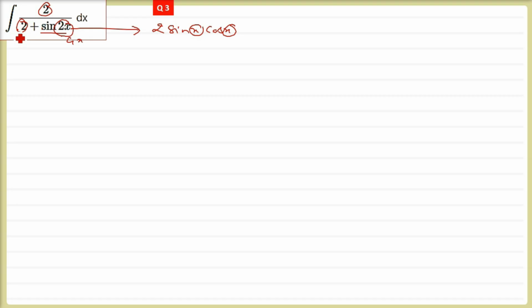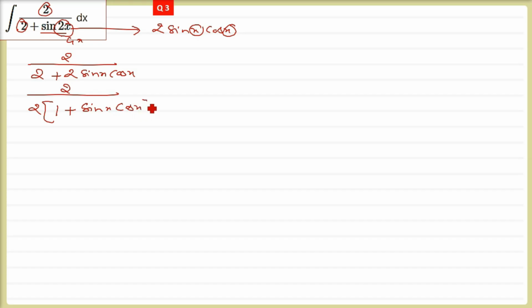So 2 can be cancelled from numerator and denominator. So 2 plus sin 2x can be written as 2 sin x cos x. Now you can take this 2 common from the denominator because you already have a 2 in the numerator, so that they can be cancelled. So when you take the 2 outside, it's 1 plus sin x cos x. 2 gets cancelled, and the integration will become 1 by 1 plus sin x cos x.